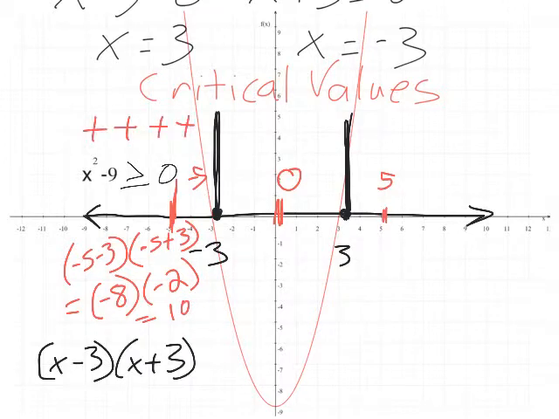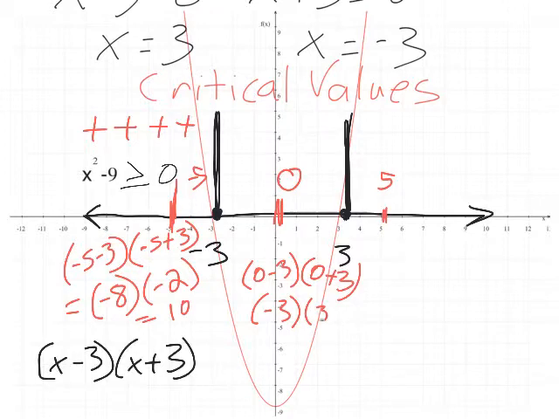You can use one big plus or several little pluses, or you can just write positive across there. That's fine too. Now we're going to plug 0 in, so it's going to be 0 minus 3 times 0 plus 3. So that is negative 3 times positive 3, or negative 9. So this interval in the middle is negative, and you kind of already knew that was going to be because you can see the graph's below the x-axis showing you negative y values there.